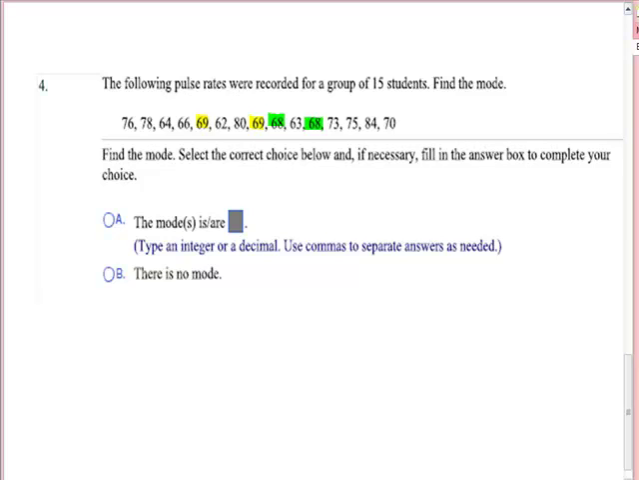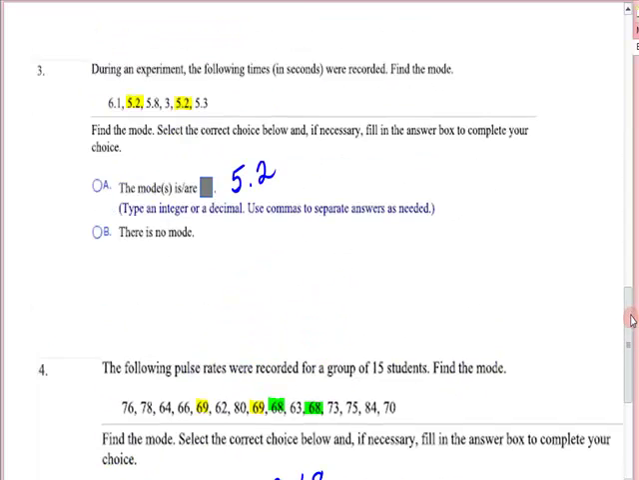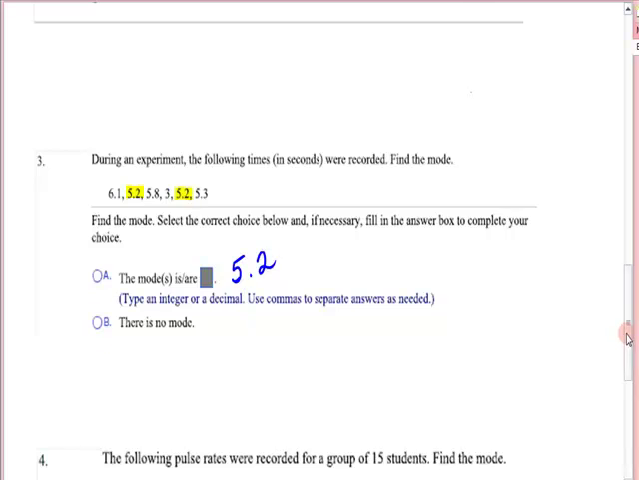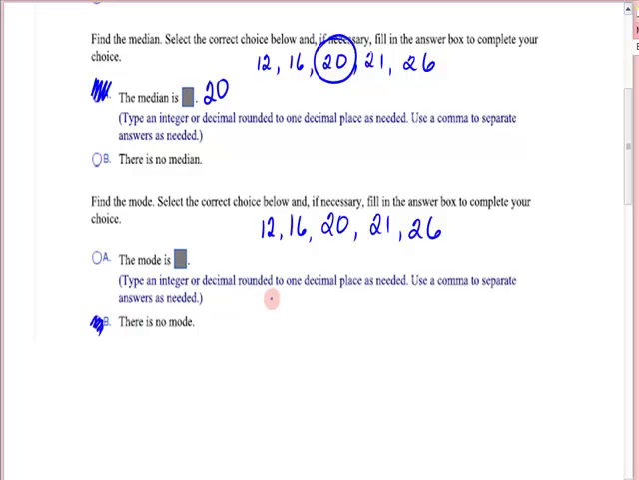All right, there's a tie for mode. So the mode, although you're not asked to do this, the modes are, this is plural, you will put in 69, comma, 68. And it says use comma to separate answers as needed. So we have seen an example with multiple modes. We've seen an example with one mode. And this one up here had no mode because there was no repetition.